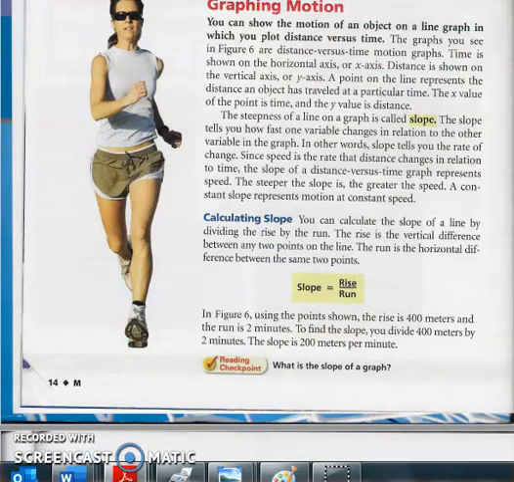Calculating slope. You can calculate the slope of a line by dividing the rise by the run. The rise is the vertical difference between any 2 points on the line. The run is the horizontal difference between the same 2 points. So slope equals rise over run. In figure 6, using the points shown, the rise is 400 meters and the run is 2 minutes. To find the slope, you divide 400 meters by 2 minutes. The slope is 200 meters per minute.